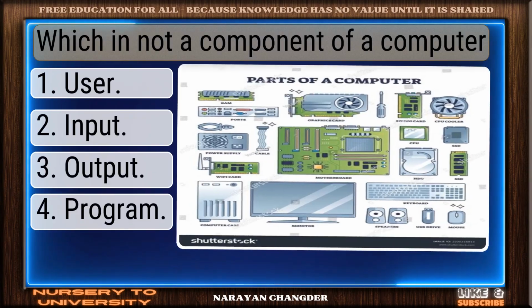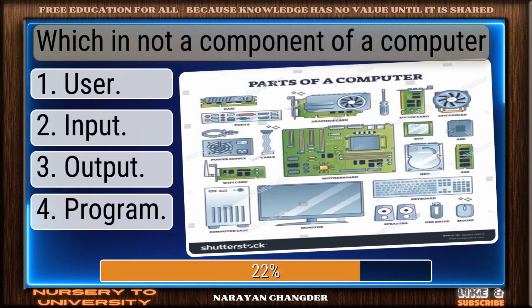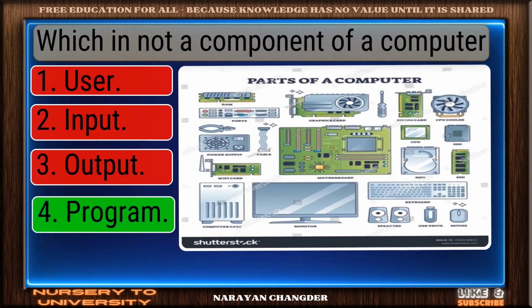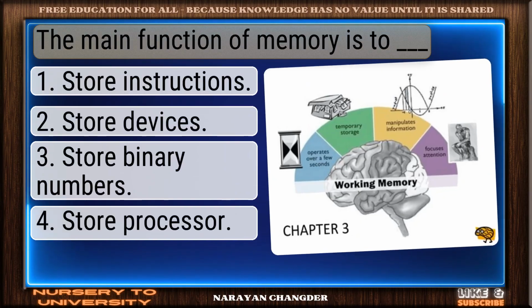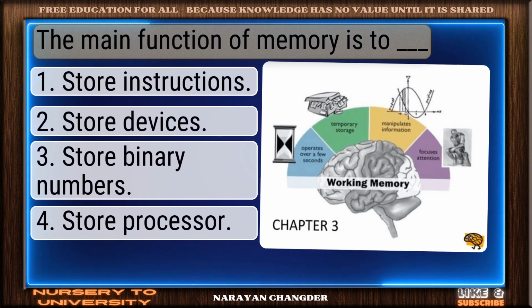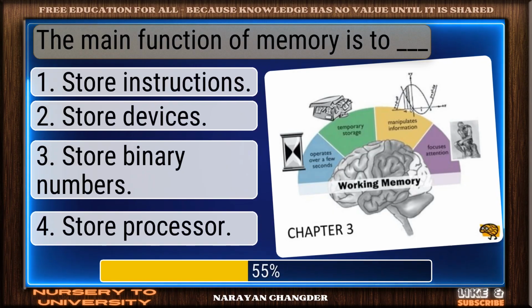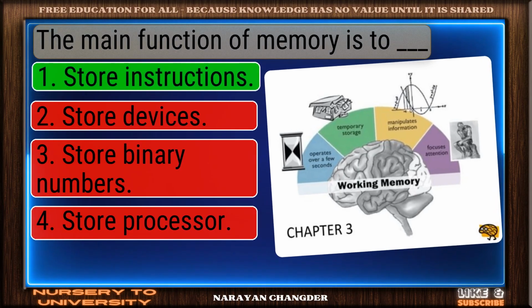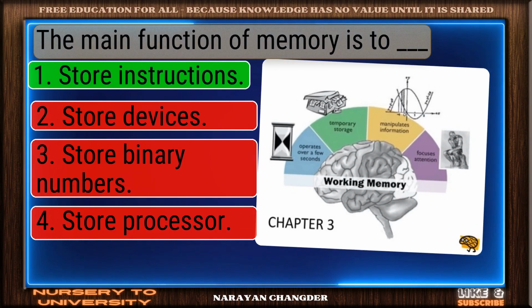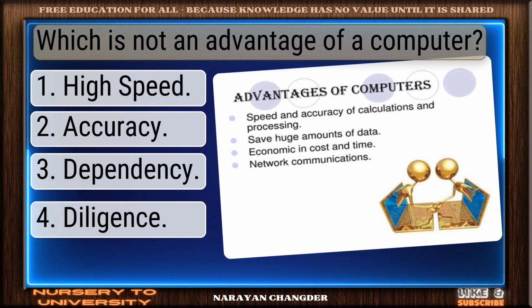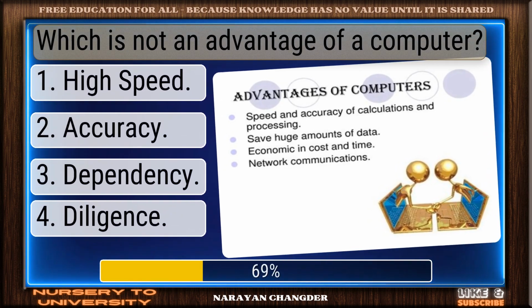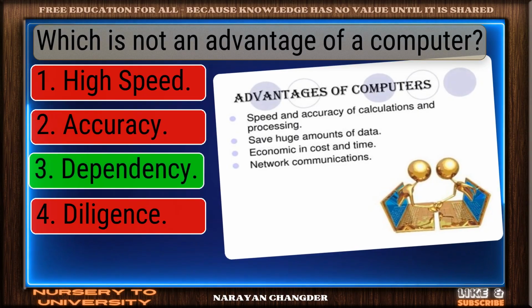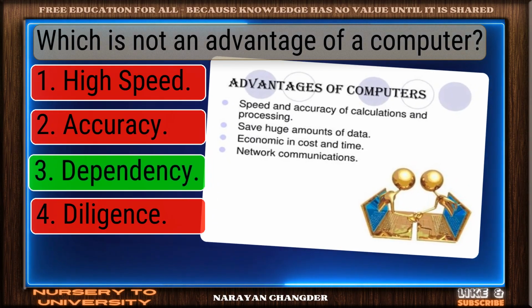Which is not a component of a computer? Sharp thinking. Program is right. The main function of memory is to dash. Smart pick. Store instructions is correct. Which is not an advantage of a computer? Clear logic. Dependency is sound.